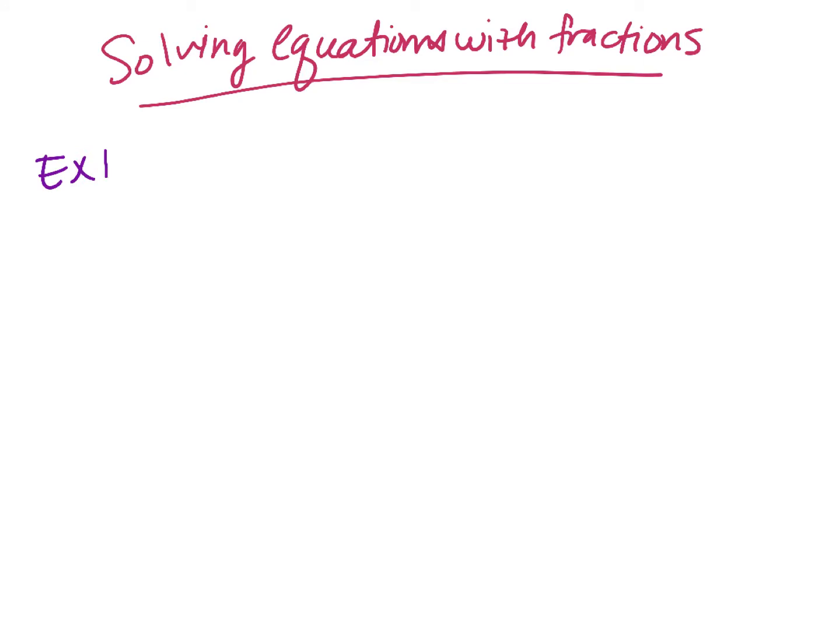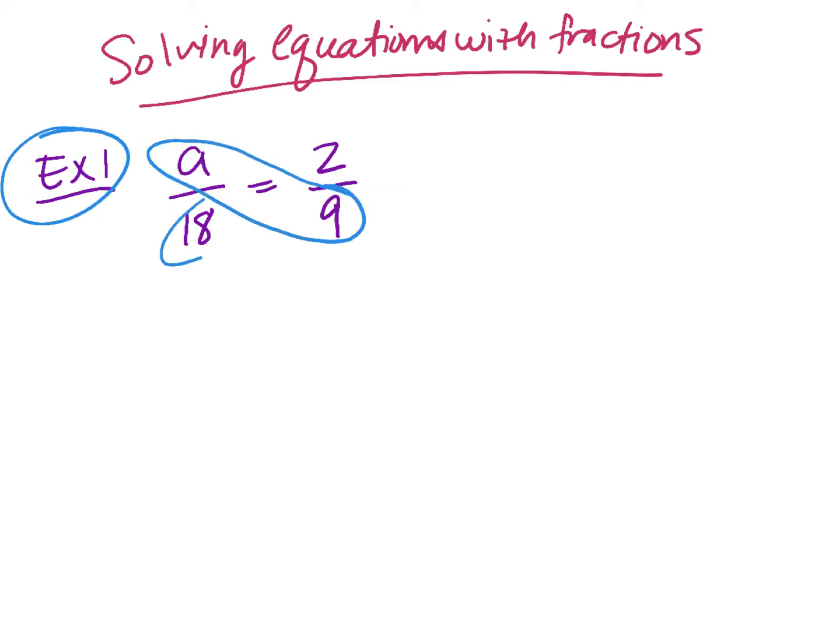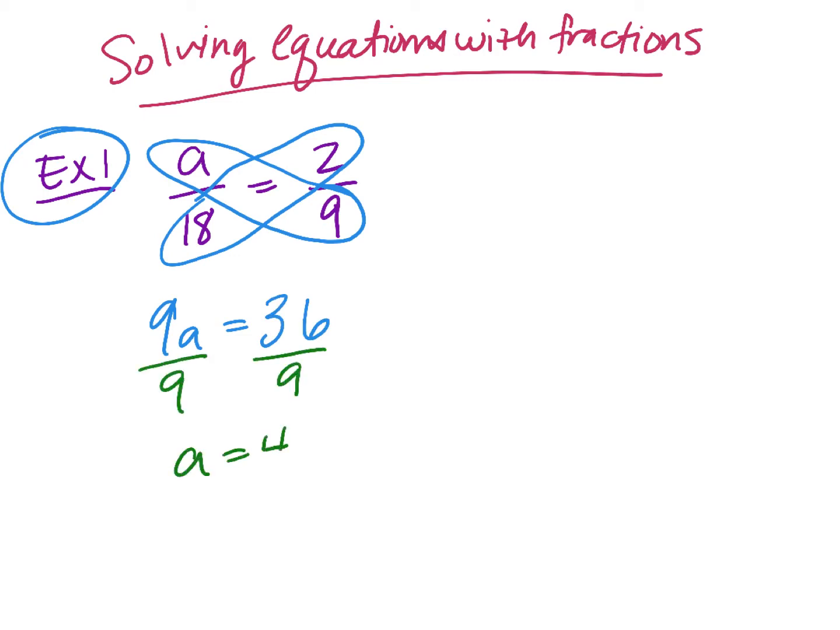All right, example 1 is going to be a over 18 equals 2 over 9. So anytime you see it like this, where you see a fraction on each side and you have an equal sign in the middle, we're going to cross multiply these. So we're going to have 9a equals 2 times 18, which is 36. Then we want to divide by 9 on both sides. A equals 4. And that's all we do to solve it. Don't let it overwhelm you, the fact that it's got 2 fractions on it. It's not that bad.